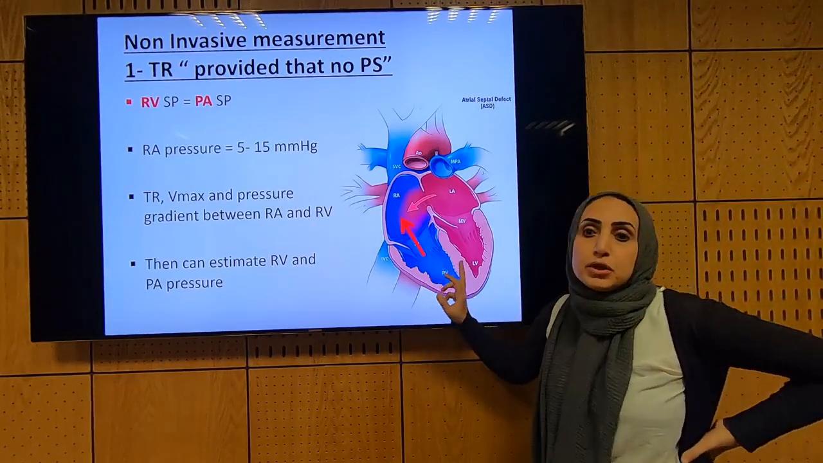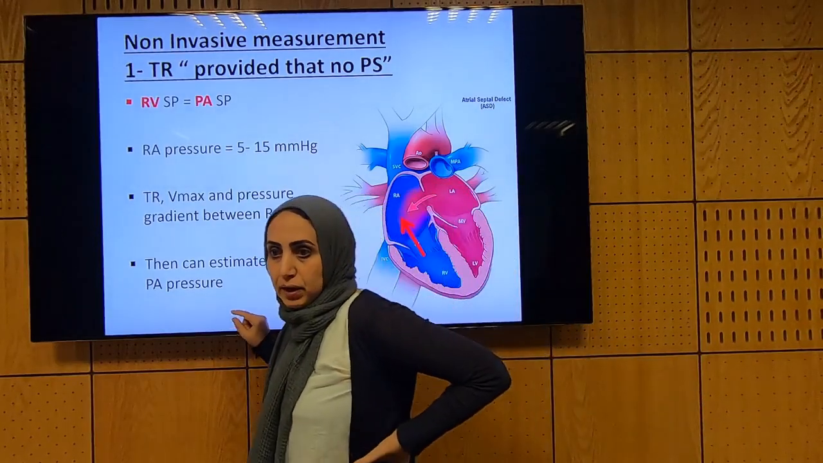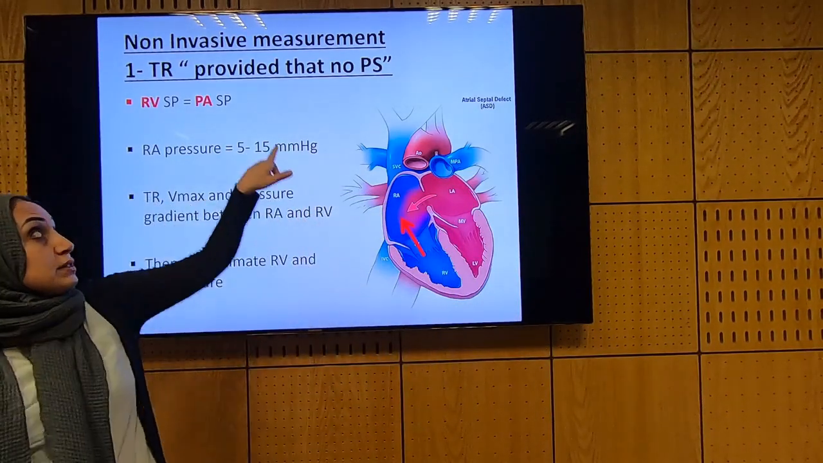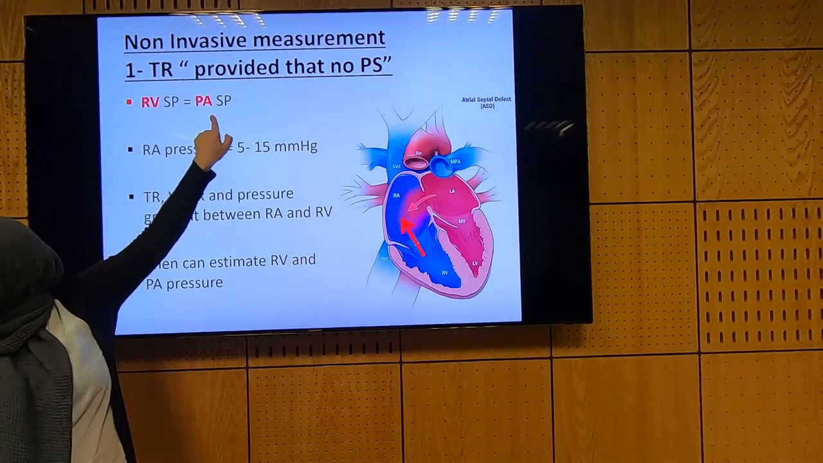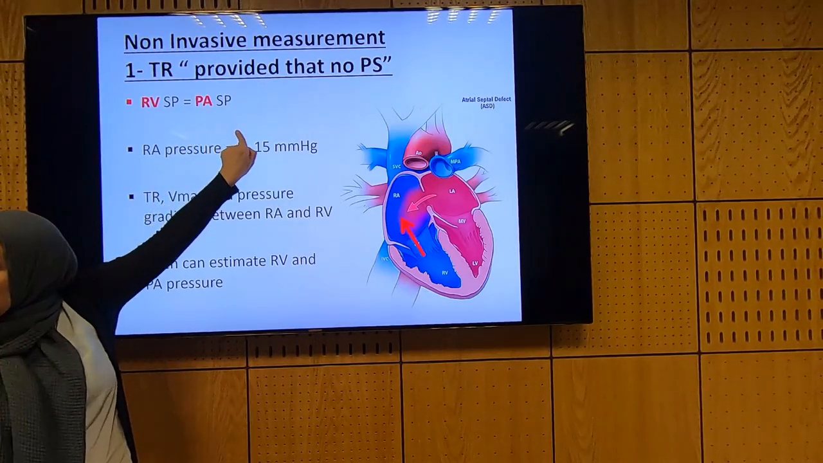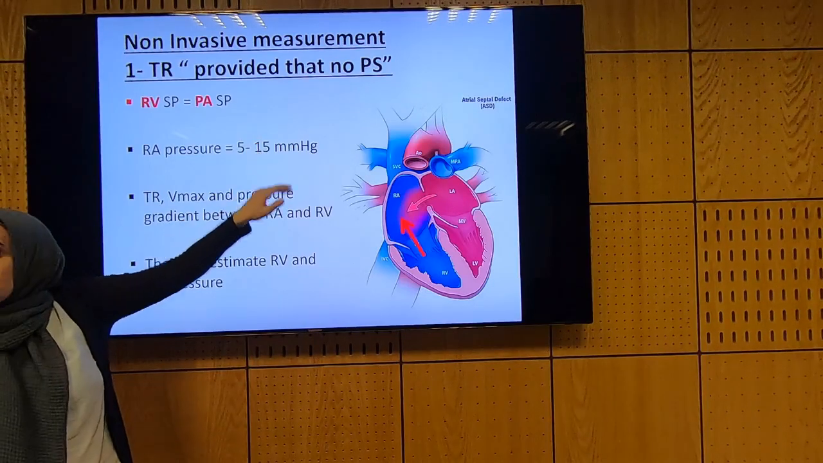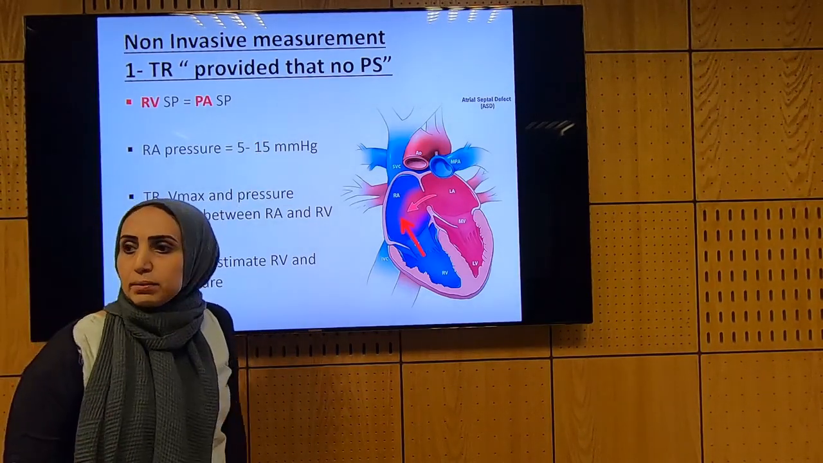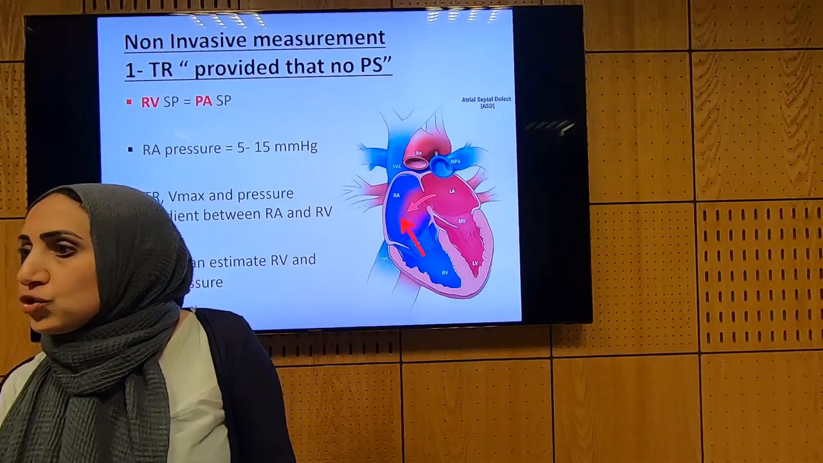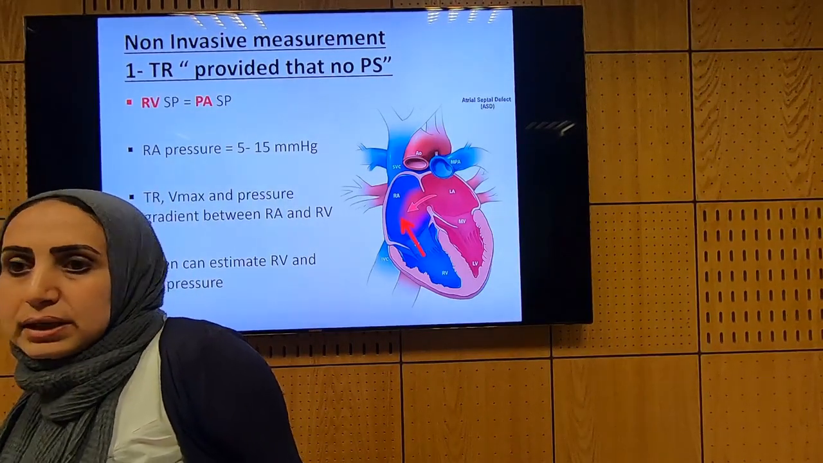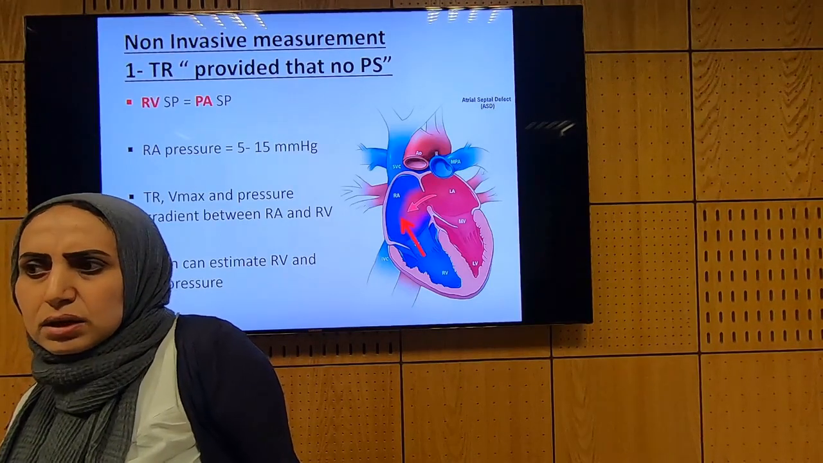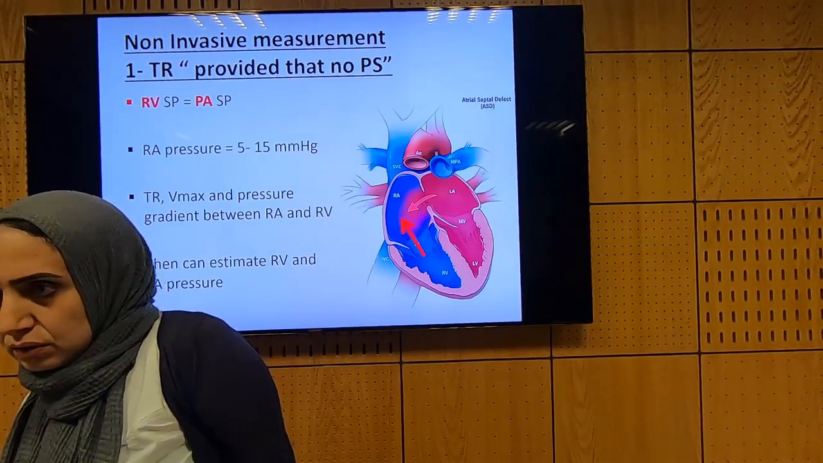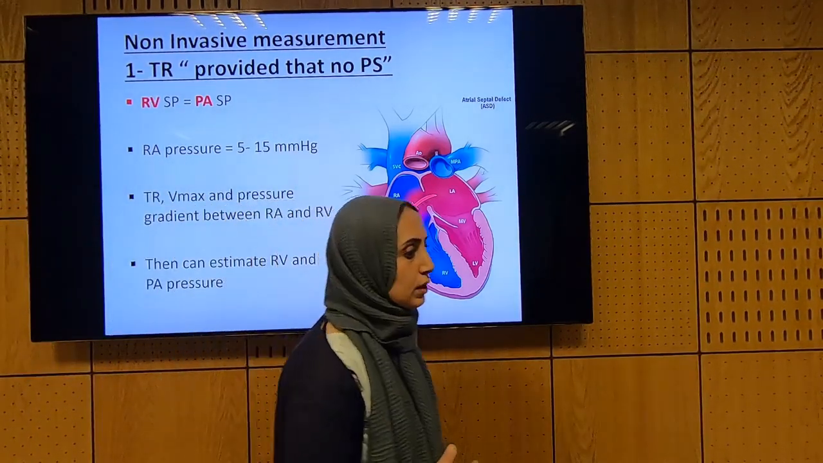If we find that the pressure in the RV is 65 in systole, this means that the pulmonary artery pressure will be 65 because we don't have a stenosis. You got that? This is the Bernoulli equation that we use in each shunt that we have. This is a common question that we ask about the TR in each shunt, in ASD. In each shunt, you ask about tricuspid regurgitation. Why do you have to ask about it?